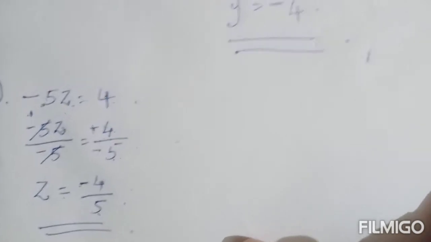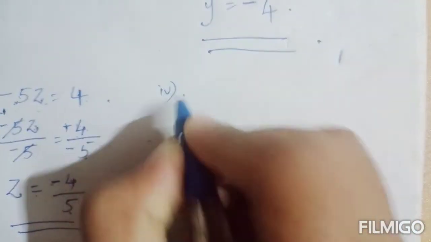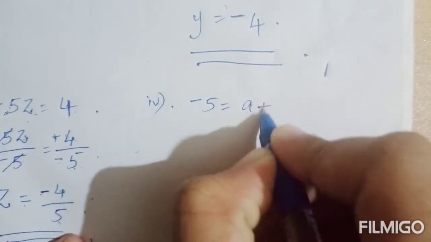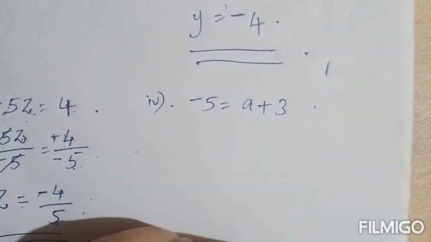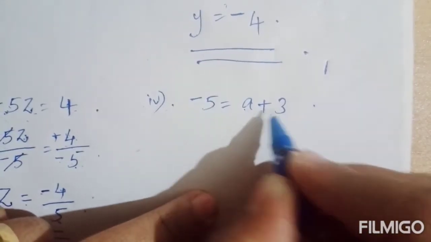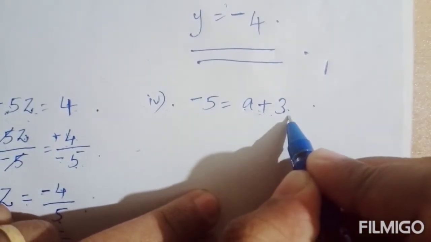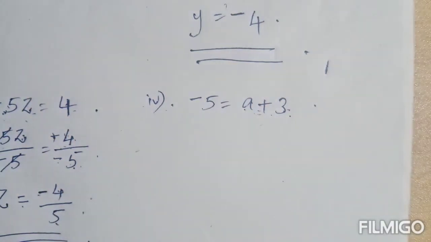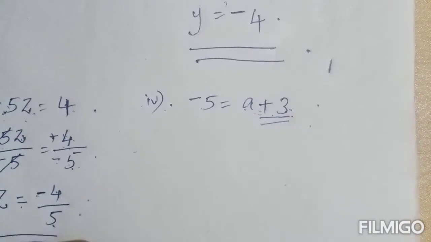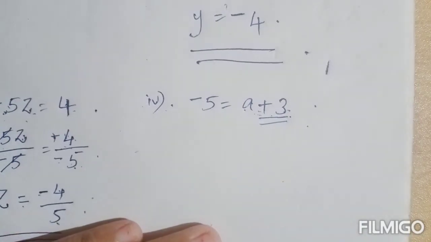In that fourth one, minus 5 equal to a plus 3. So here in this part variable is coming. A plus 3, addition is coming. If addition comes means what you have to do? A plus 3, so you have to subtract 3 from both sides of the equation.